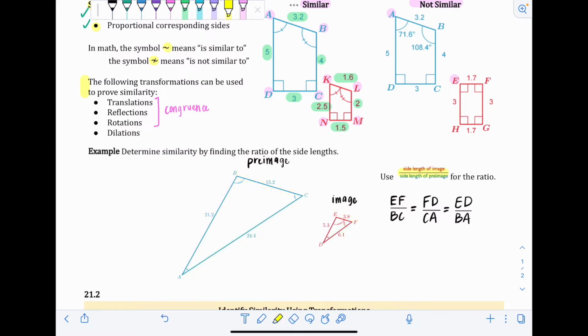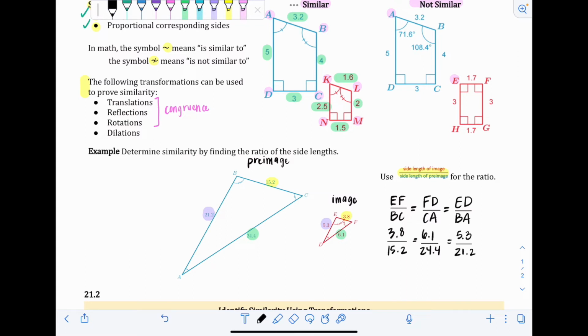Okay, so now for the side lengths, EF is 3.8 and BC is 15.2. And then for the next ratio, FD is 6.1 and CA is 24.4. And then ED is 5.3, and the corresponding side, BA, is 21.2.